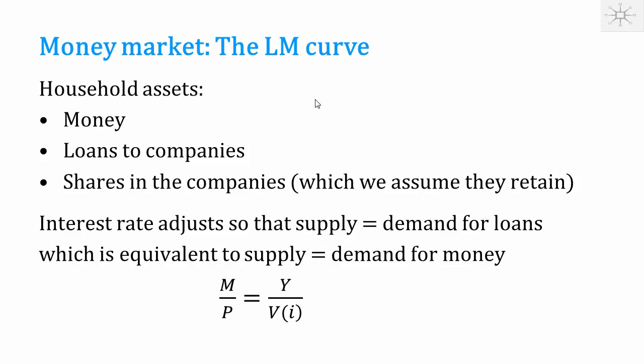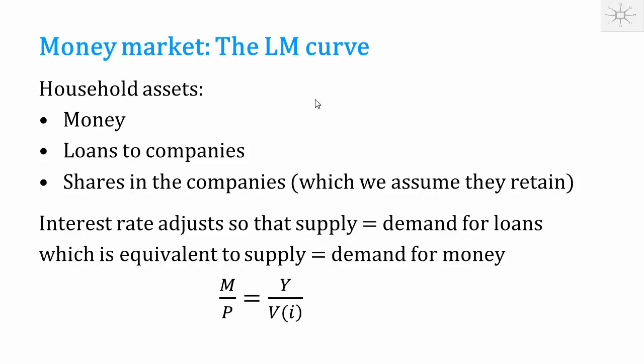Now we turn to the money market. So in this economy, we assume that households have three types of assets. They have money, transaction balances. They lend money to companies to finance investment. And they also own the companies. So they have shares. And for the moment, we just assume that they sit on the shares. We don't discuss the stock market.